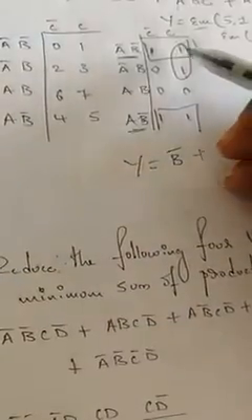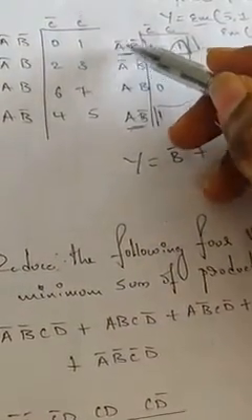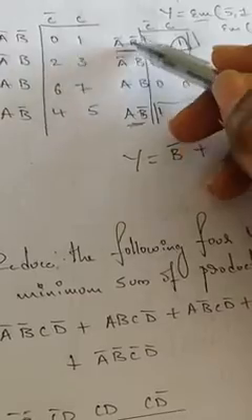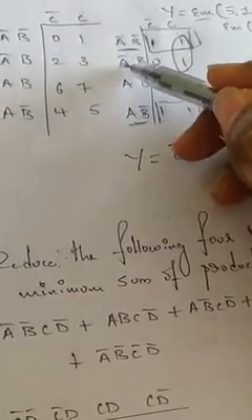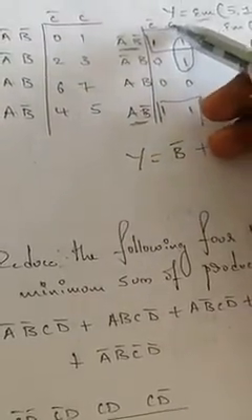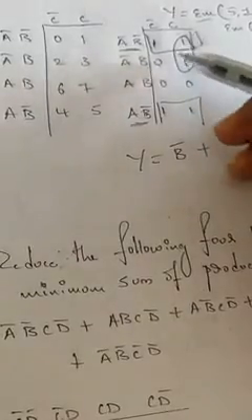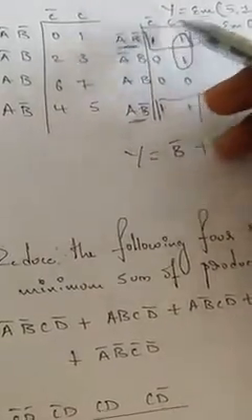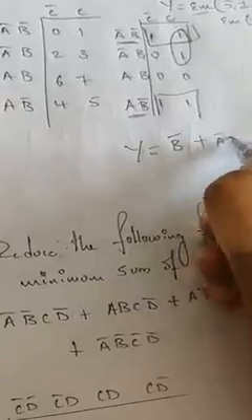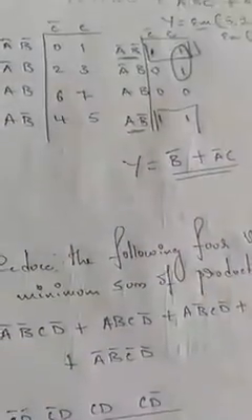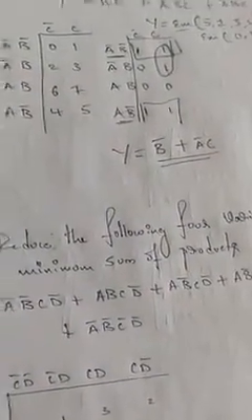So what is the expression for this pair then? Look at this: A bar B bar, B bar B gets cancelled, A bar remains, and C is vertically above the pair, so A bar C is your answer. This is your final answer for this K-map. Okay, let me go with the next.